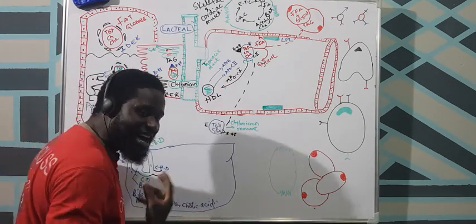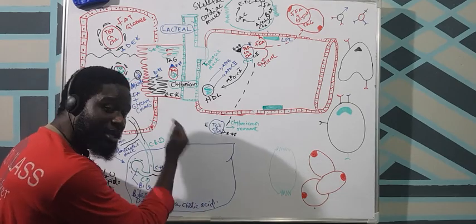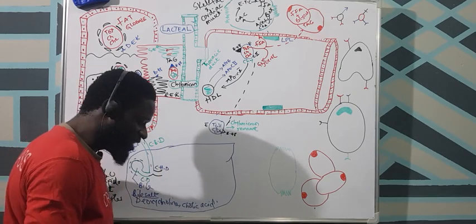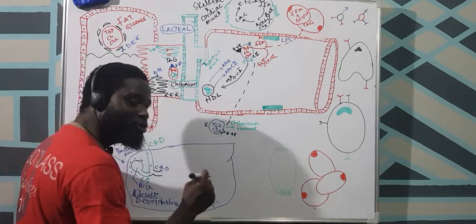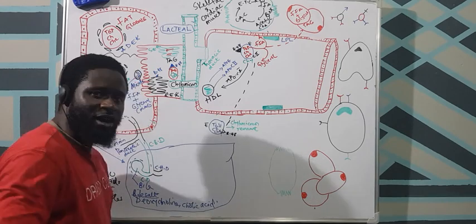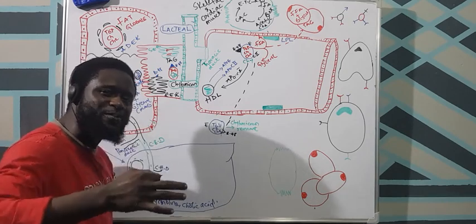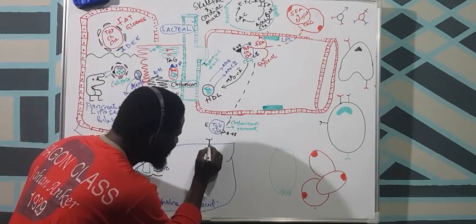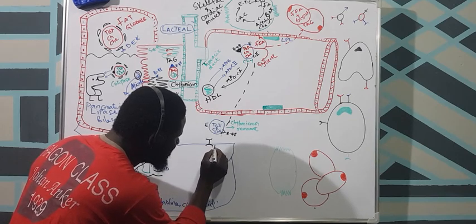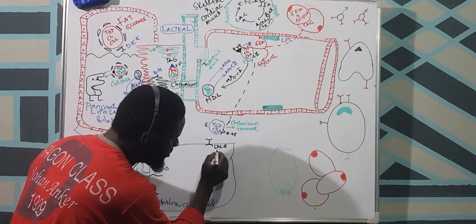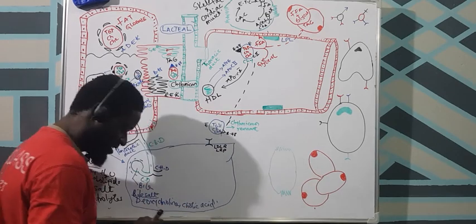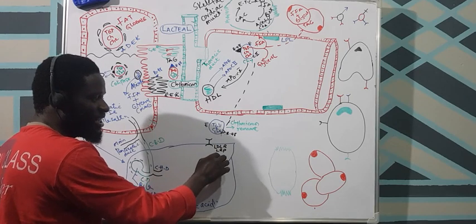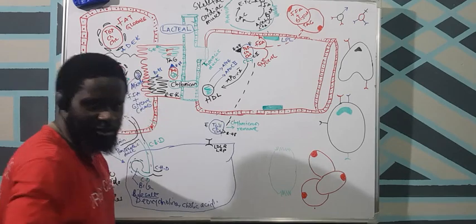The ApoE has affinity for a particular receptor found on the body of the liver. This receptor is called LDL receptor or LDL receptor related protein. So I'm calling this LDL receptor or LRP, LDL receptor or LDL receptor related protein.